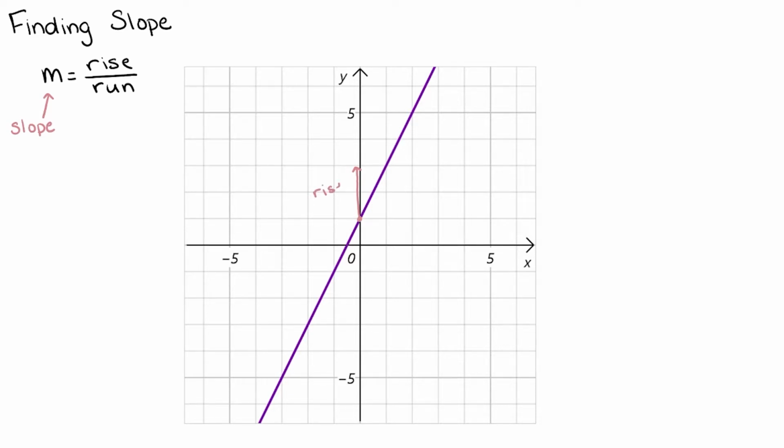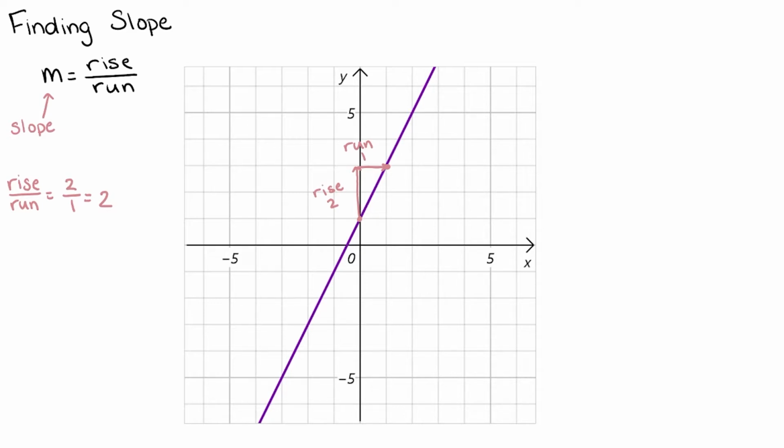For this line here, we will rise 2, so we go up 2 units, and run 1, we run to the right 1. Anytime we go up, it's positive, down is negative, right is positive, and left is negative, so that'll be important for identifying our slope. But with our rise over run being 2 over 1, our slope is just 2.